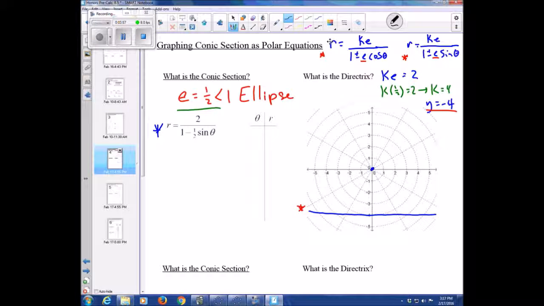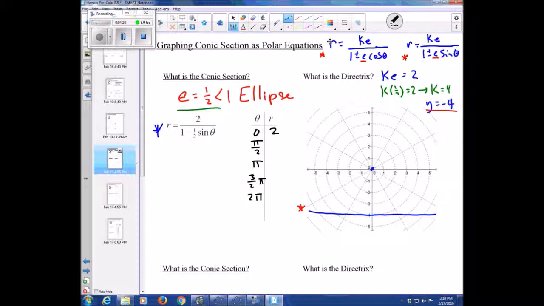We're going to plug in easy theta values, so we're basically looking at rotations that stop on the axes. So we're talking about 0, pi over 2, pi, 3/2 pi, and then 2 pi just for symmetry. Plugging in these rotations, for a rotation of 0, sine is 0. So we're going to have 2 divided by 1. We get an r value of 2 for a rotation of 0.